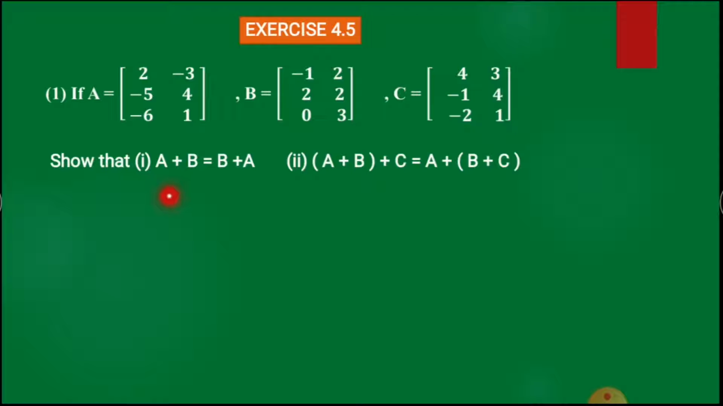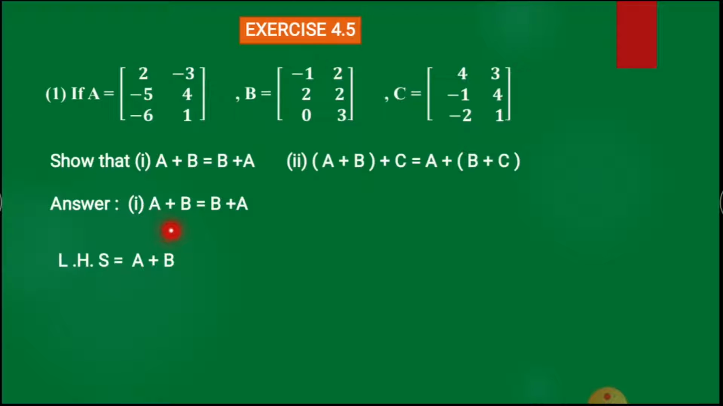Show that sub question 1: A plus B equals B plus A, that is addition of these two matrices A and B is commutative, and second: (A plus B) plus C equals A plus (B plus C), that is addition is associative. So first we solve sub question 1. In the previous lecture we discussed algebra of matrices, that is addition of matrix, subtraction of matrix, and scalar multiple of a matrix. So we consider LHS first.